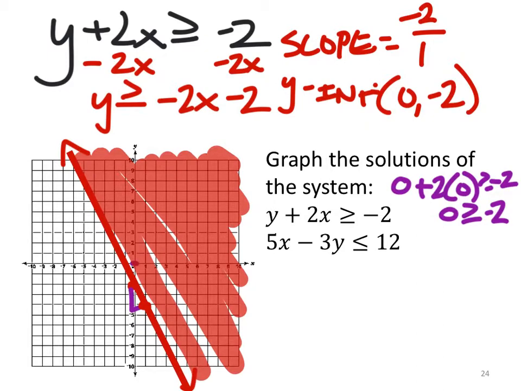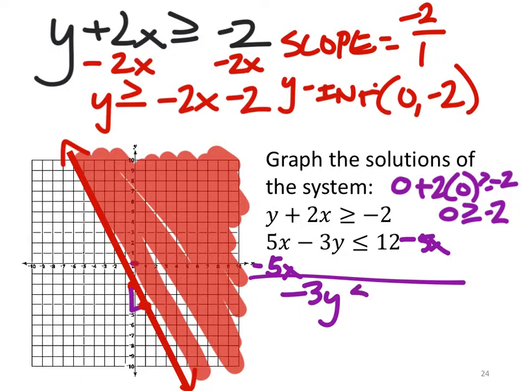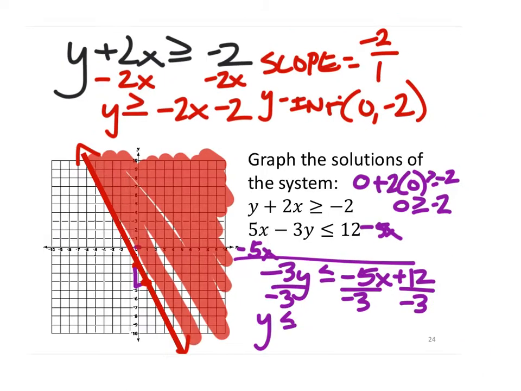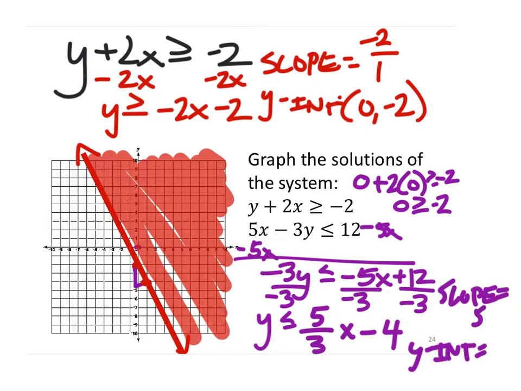All right. Now we can look at this other line, which I'll graph in purple. Let's go ahead and change this one to slope-intercept form. See how that goes. So I'll subtract 5x from both sides. And I got negative 3y is less than or equal to negative 5x plus 12. And then dividing everywhere by negative 3, I get y is less than or equal to, giving ourselves more space, a positive 5/3 x minus 4. Slope is up 5 to the right 3, and the y-intercept is 0, negative 4. So 0, negative 4 gives us a point.